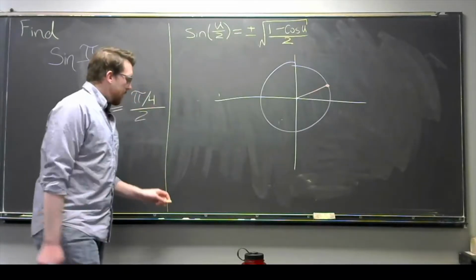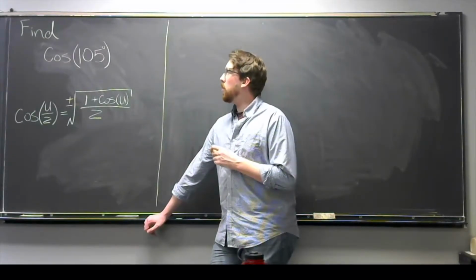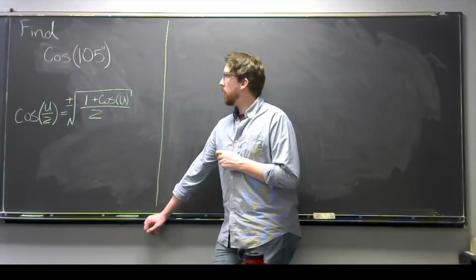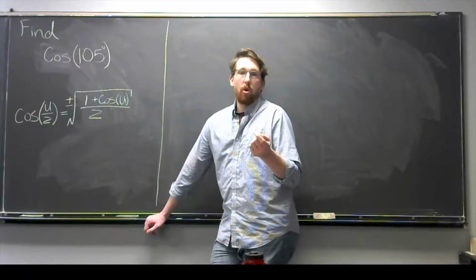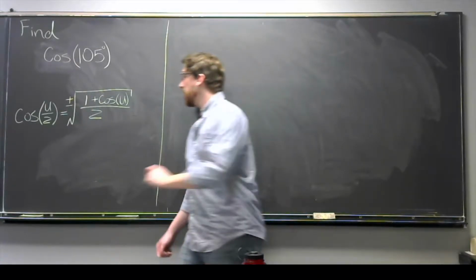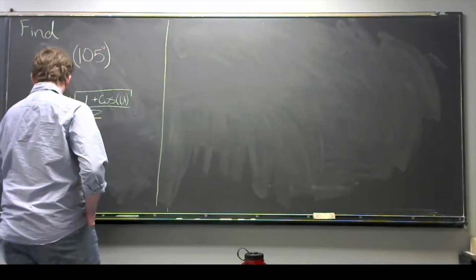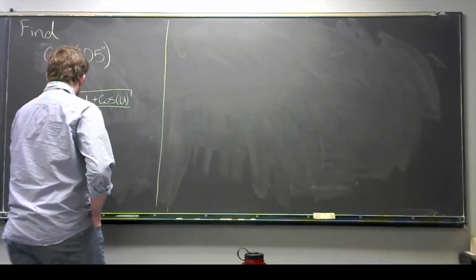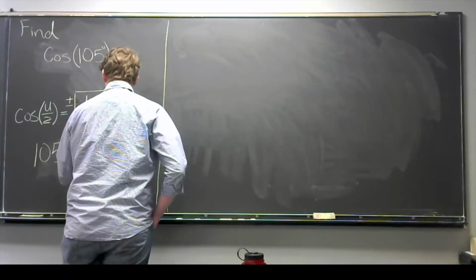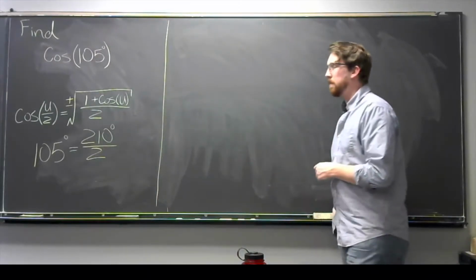Having said that, let's look at another problem. All right, so for this next example, we want to find the cosine of 105 degrees. Well, we have no clue what 105 degrees is, but we do know that 105 degrees is equal to 210 degrees over 2, right? It's 1/2 of 210 degrees.